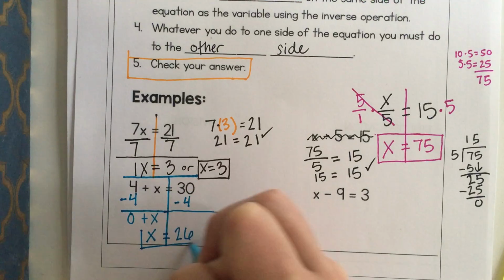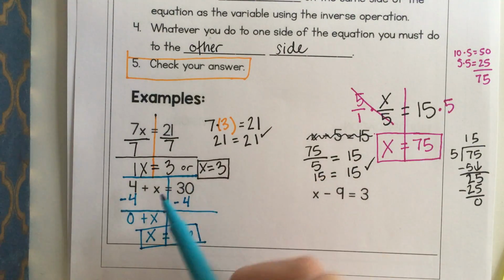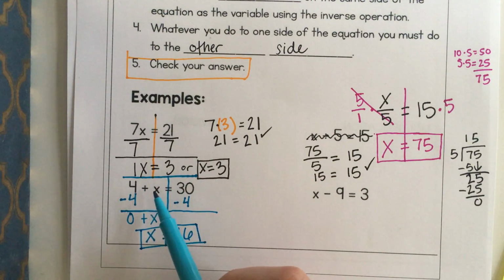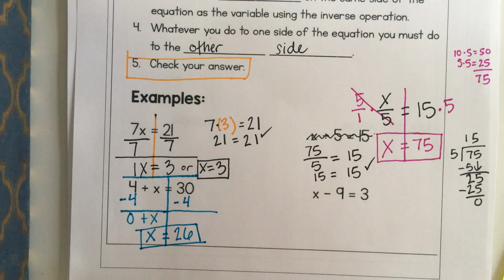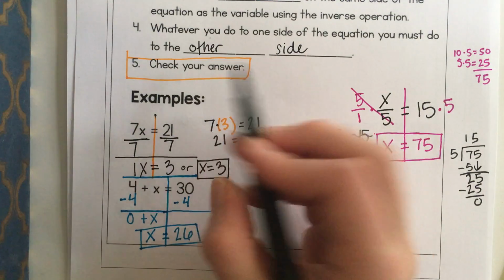So again, some of you might be able to look at this equation and say, I already know that 4 plus 26 is 30. I can come up with that fact in my head. Fantastic. Now you're going to show your work, because we're going to get to way more complicated problems, and we need to be able to express our thinking on paper. So again, I'm not done. I have to check my answer.